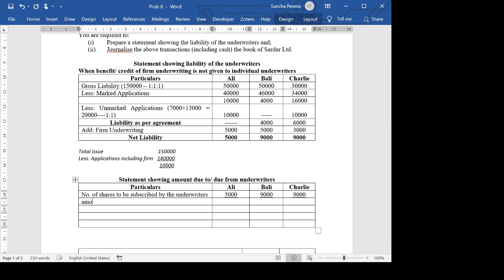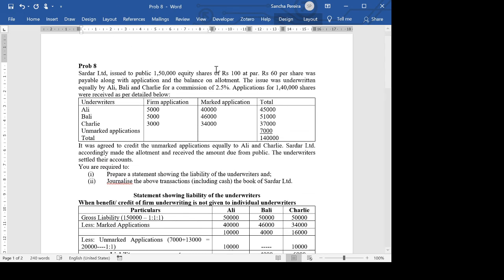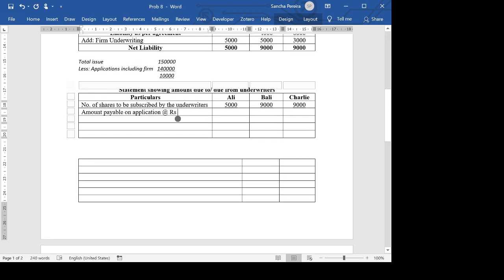So we say amount payable on application at the rate of rupees. Now how much is payable on application here? At the rate of rupees 60 per share. Amount payable on application is rupees 60 per share.